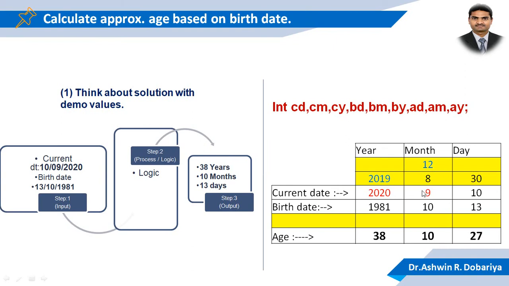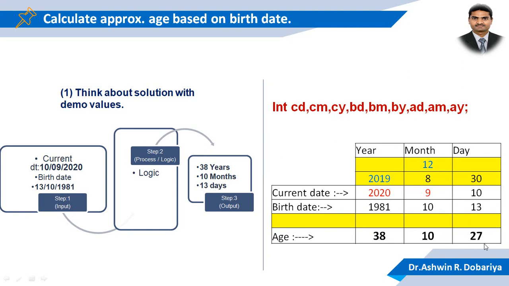So again the scenario is reverse. Suppose the current month is greater than the birth month, then you can directly subtract. This exercise you have to do in such a case. If you are not able to subtract, then you minus one value from the previous. Now here the year is 2019, and the birth year is 1981. So now we can subtract, and if you minus this, then the year is 38. So finally, if we calculate the age, then it is 38 years, 10 months and 27 days.